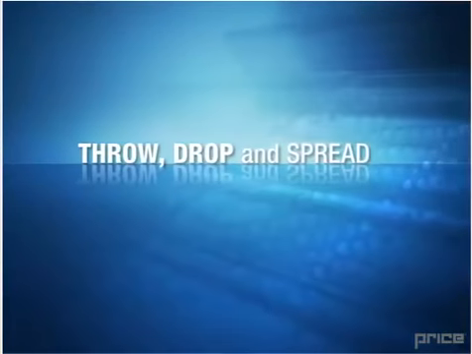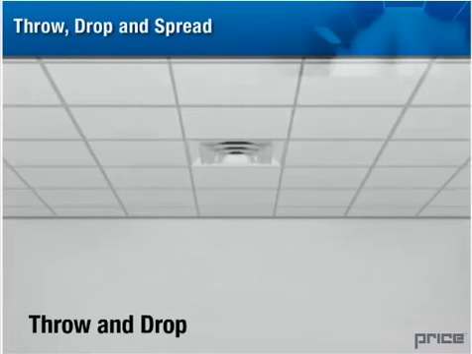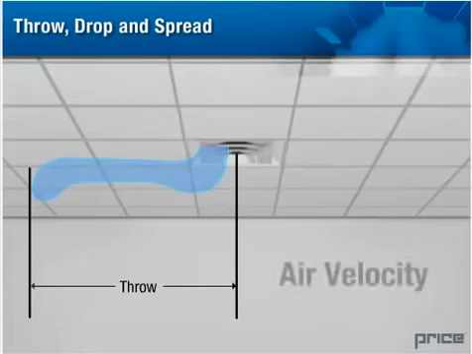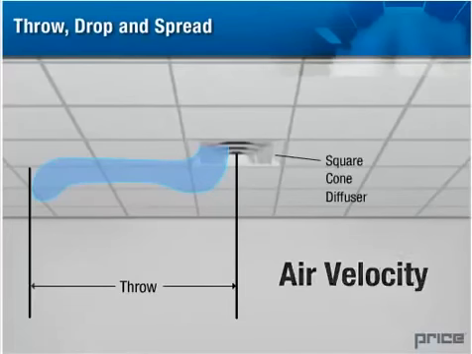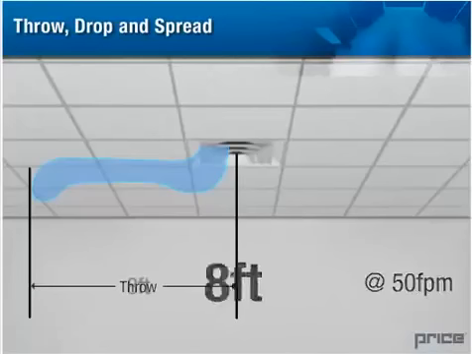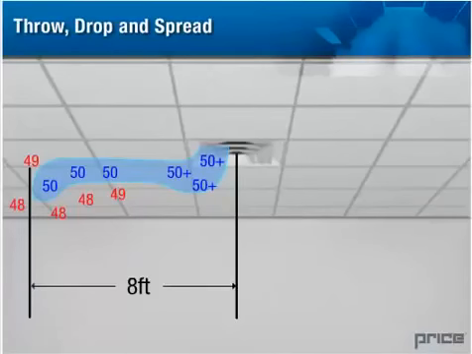Throw, drop, and spread. Throw is the horizontal distance the supply air is projected out from the air outlet. We measure this distance for a specific air velocity. For example, this square cone diffuser has a throw of 8 feet at a terminal velocity of 50 feet per minute. That is to say, the air is still moving at 50 feet per minute at a horizontal distance of 8 feet from the diffuser.